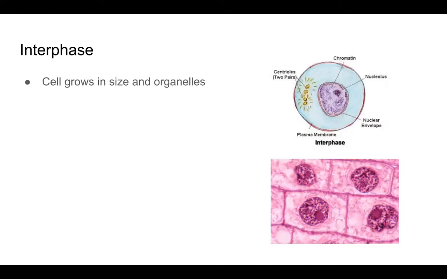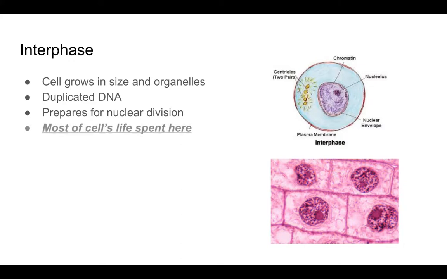Interphase. In your interphase chart, we know interphase is all about cell growth. We have to grow the cell in size and organelles, and we have to duplicate the DNA. This is going to set up an opportunity for nuclear division. Remember, most of the life of a cell is spent here in interphase. So here are some pictures of interphase. You can see we still have a nuclear membrane. We can't really see chromosome structures, but we're starting to see little threads. That's our chromatin.